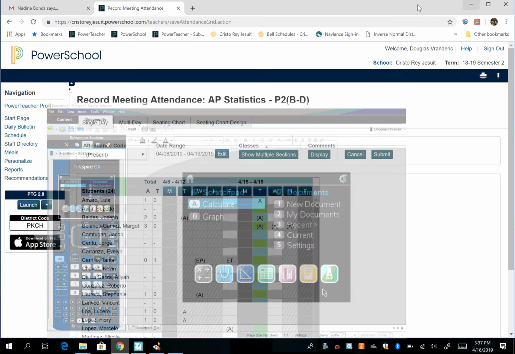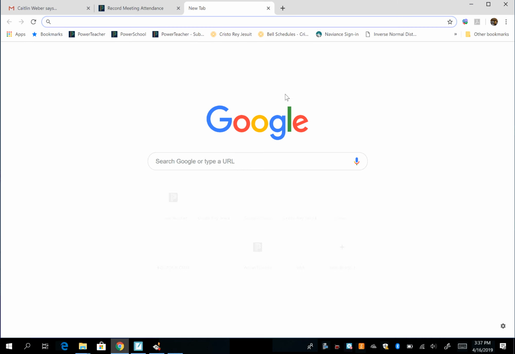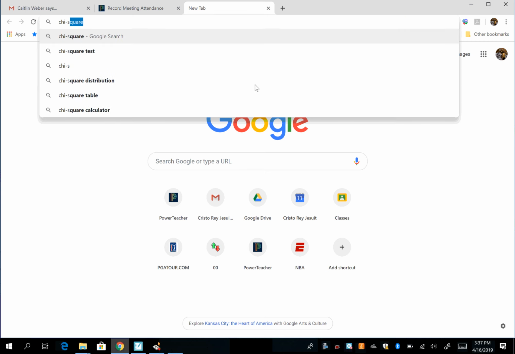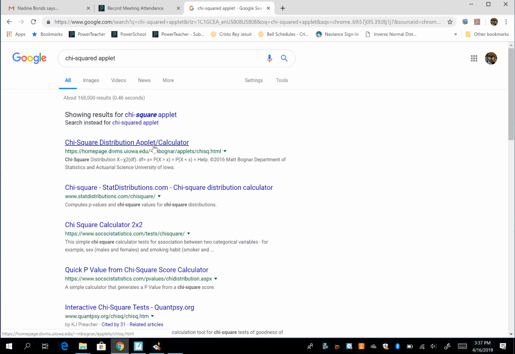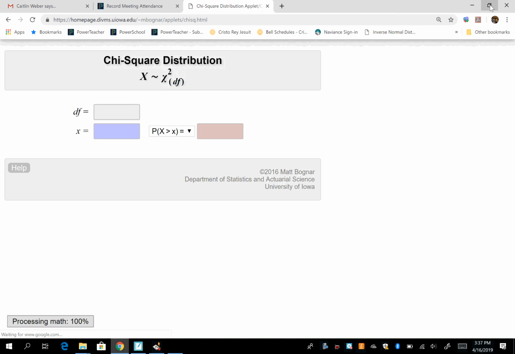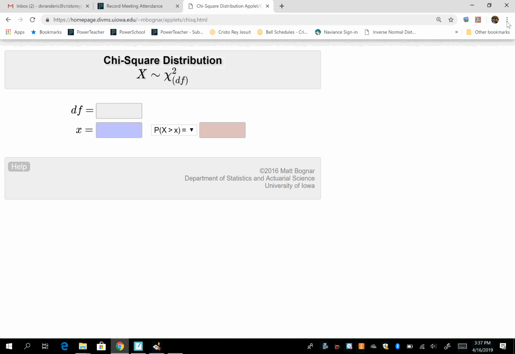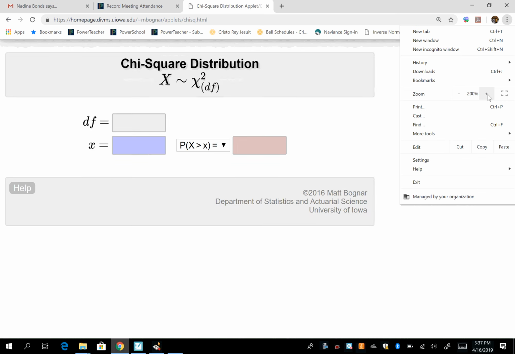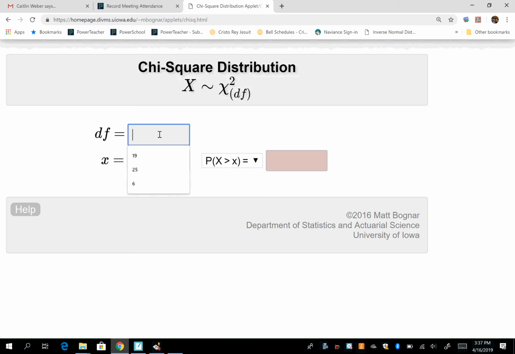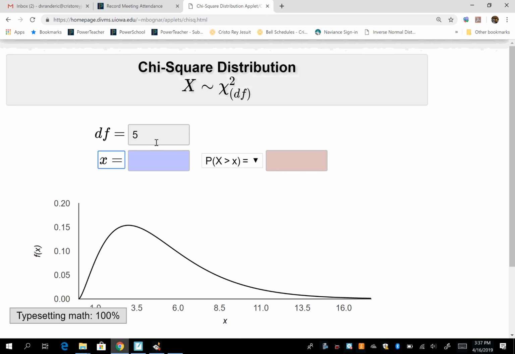Now, I'm going to do a little sidebar, and I'm going to show you what this looks like when you actually draw the curve. So let's do the chi-square applet. University of Iowa. Love this university. All right, can you guys see that? Try to blow it up more. Is that better? Okay, how many degrees of freedom? 5. What is our chi-squared value? 13.164. There's your p-value.